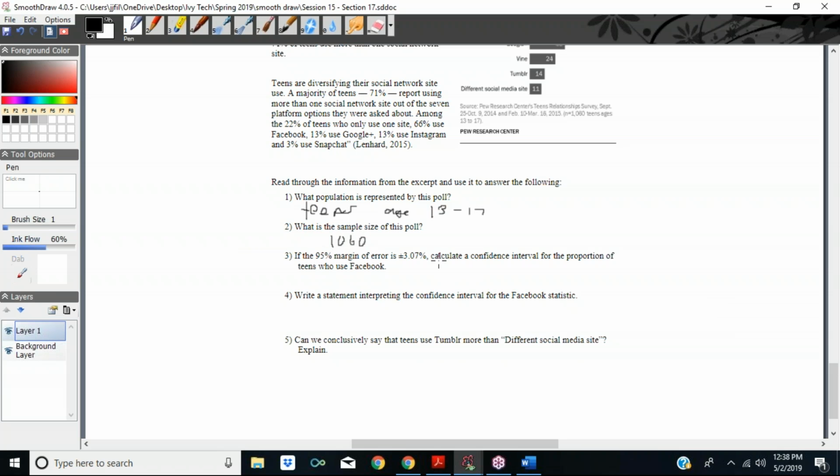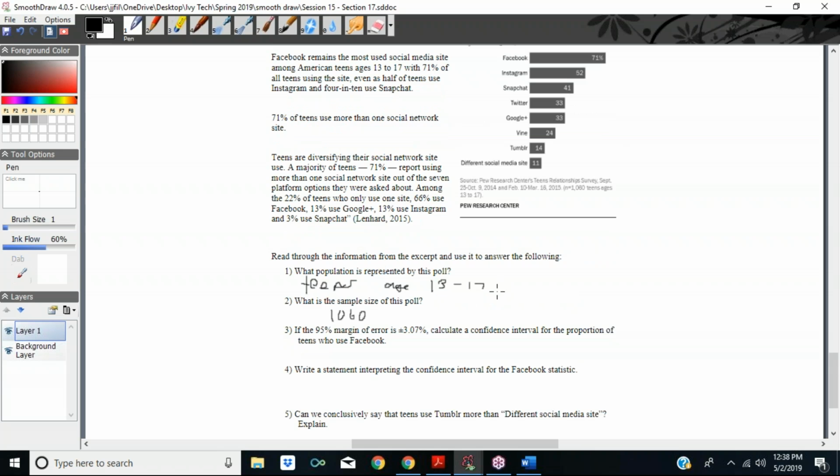So it says if the 95% margin of error is plus or minus 3.07%, find the confidence interval for the population of teens who use Facebook. So the Facebook ones, I think, was 71%. We have to add and subtract. And you guys got it. You're awesome. 67.93% to 74.07%. And then write a statement interpreting the confidence interval.